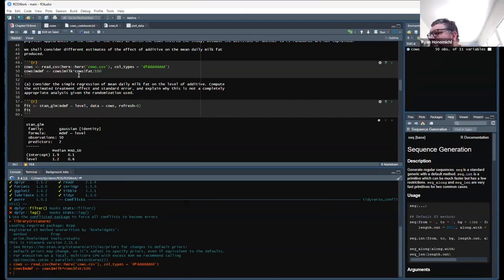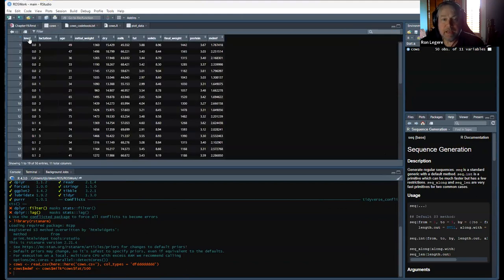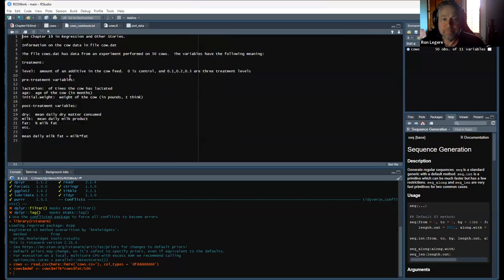All right. So I have to do a quick calculation because in the data, here's the level, 0, 1, 2, or 3, lactation number of years, the age, the initial weight. Then there's the milk weight, and the fat is the percentage of the milk that's milk fat. So to get the milk fat, you have to multiply these two together. That's in the notes for the data code book. Here it is.